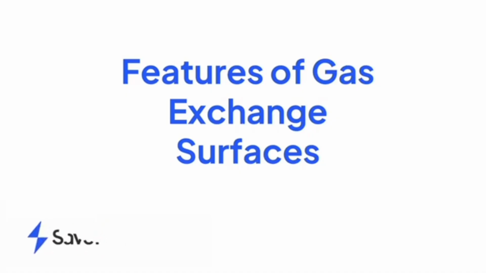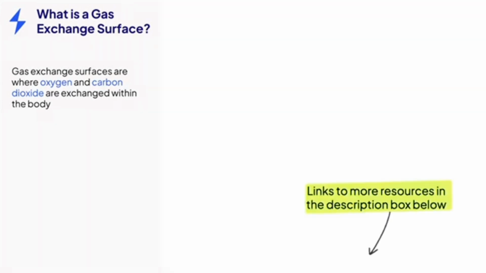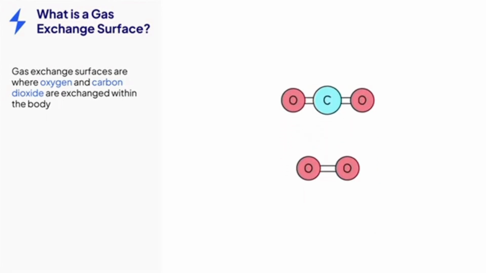This video is on the topic of features of gas exchange surfaces. Let's start with thinking about what a gas exchange surface is. These are very important structures within organisms, as this is where oxygen enters the blood and is exchanged with carbon dioxide. The structure of a gas exchange surface will vary depending on the size of the organism, where they live, and the organism's energy requirements.